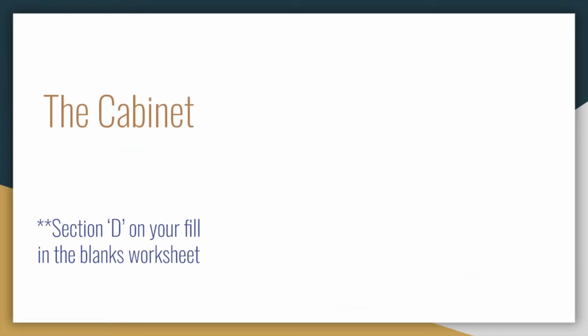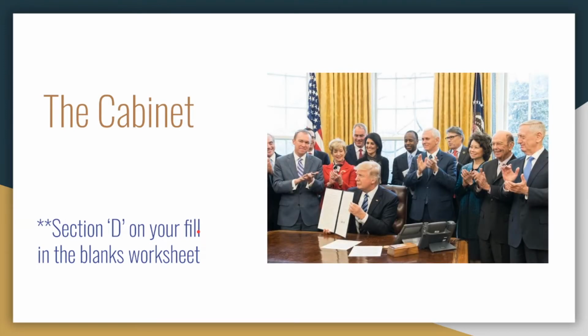We then talked a little bit about the cabinet, which is section D on your worksheet. We talked about how the role of the cabinet is to advise the president on a variety of different topics. We also talked about how the cabinet is made up of the heads of 15 different federal departments. 2 of these heads, 2 cabinet positions, are the Secretary of State and Secretary of Defense. There are more options, but I find those 2 the easiest to remember.